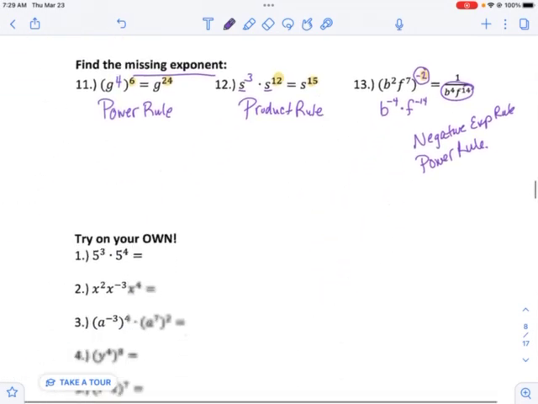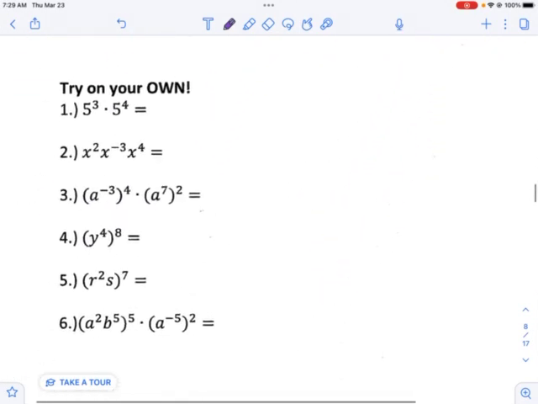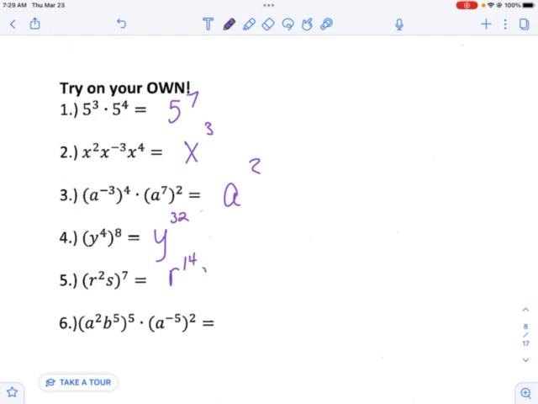All right. Go ahead and hit pause. Try these on your own and then come back and check. All right, you should have 5 to the 7th, x cubed, a squared, y to the 32nd, r to the 14th times s to the 7th. And then finally, this answer should be b to the 25th.